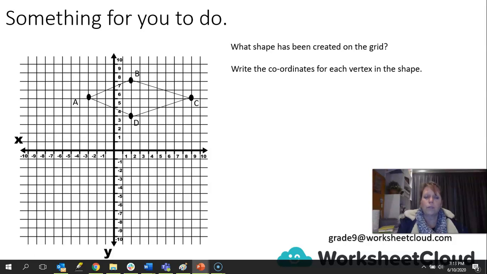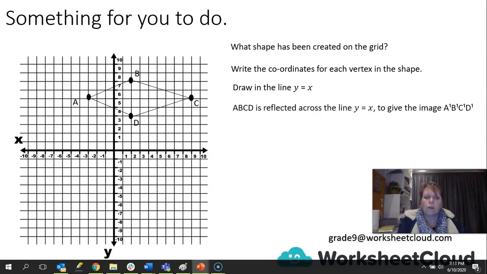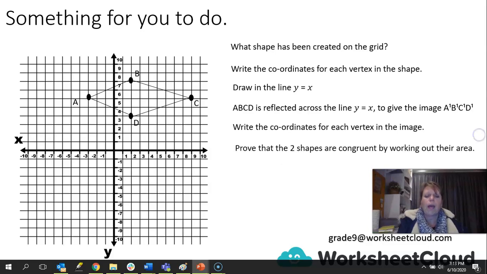So first of all, what shape has been created on the grid? Write the coordinates for each vertex in that shape. Draw in the line y is equal to x. ABCD is reflected across the line y is equal to x to give the image A1, B1, C1, D1. Write the coordinates for each vertex in the image and prove that the two shapes are congruent by working out their area. Now remember, when we looked at the triangle, I said we could work out that they were the same by counting the little blocks in the triangle, and if they were the same little blocks, then the area would be the same. That means that they are congruent shapes.